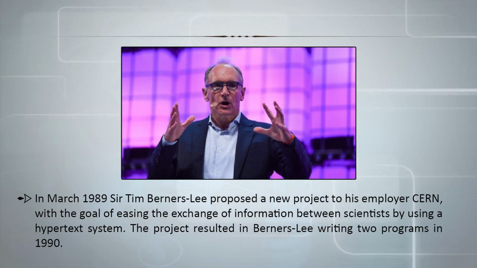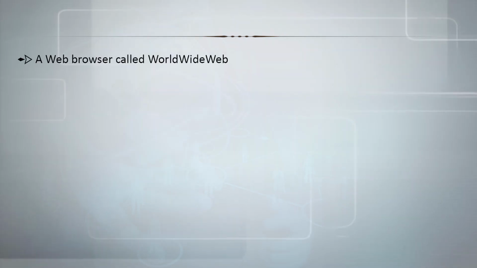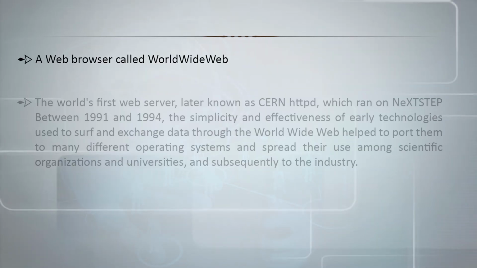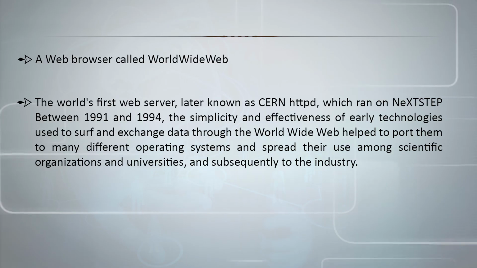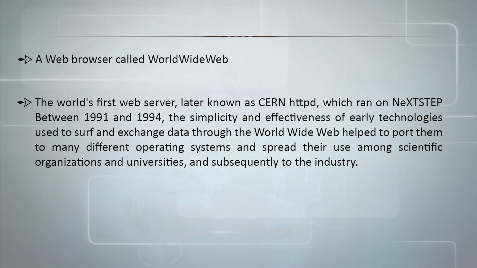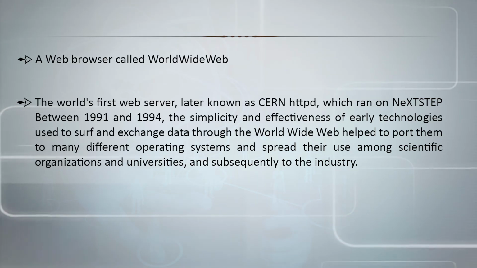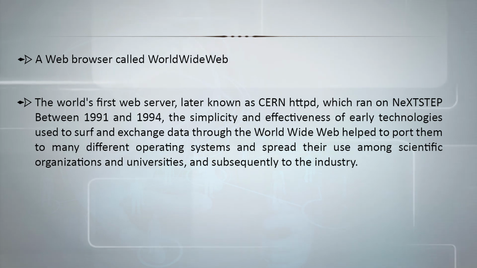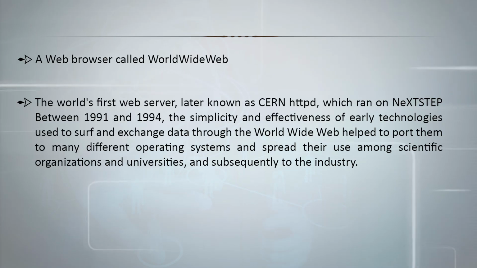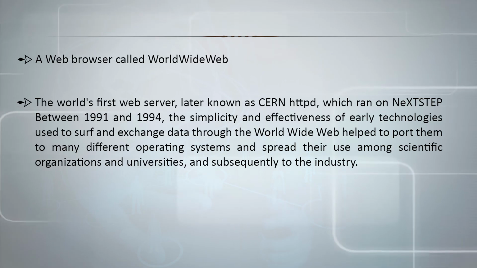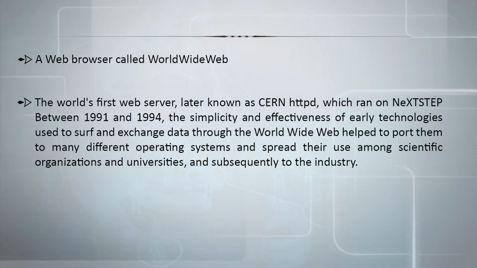The project resulted in Berners-Lee writing two programs in 1990, a web browser called World Wide Web, and the world's first web server, later known as CERN HTTPD, which ran on NeXTSTEP. Between 1991 and 1994, the simplicity and effectiveness of earlier technologies used to surf and exchange data through the World Wide Web helped to port them to many different operating systems and spread their use among scientific organizations and universities and subsequently to the industry.